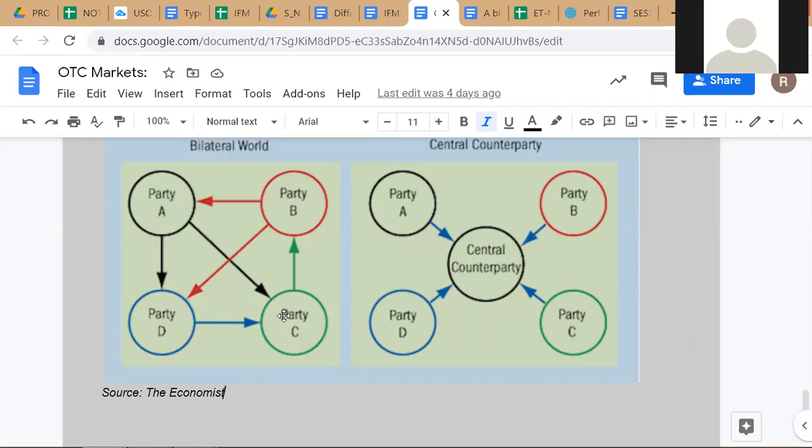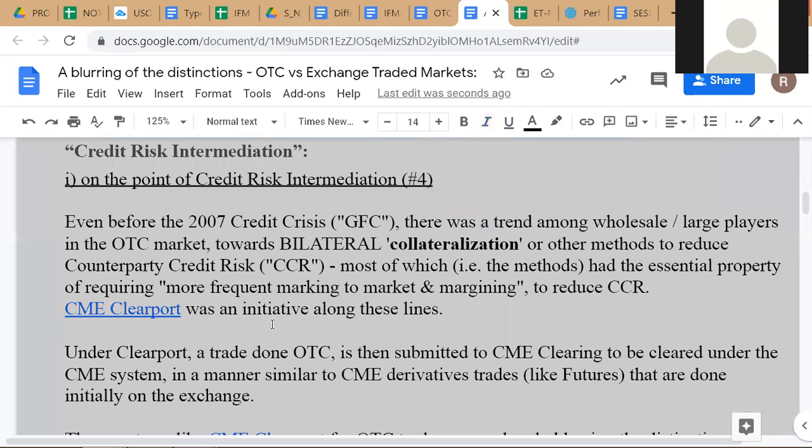You can decide between parties how often you want to settle. So every week they would look at who owes who how much money on the outstanding contracts, and then whatever amount is owed, they would pay up to each other, and essentially they'll be able to trade more with each other because they'll have more exposure limits available. So this is basically how bilateral collateralization would work, and they were already doing a little bit of that between themselves. And there was also this phenomenon of CME Clearport.